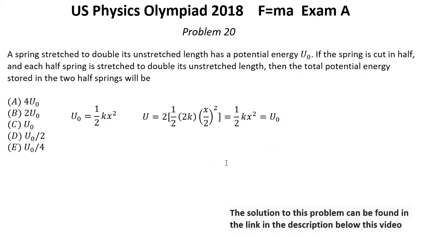On the other hand, we stretch two halves, and it doesn't matter if we cut this spring or not cut, because if we connect them together, we will stretch them as in the initial experiment. So it must be the same potential energy. That's answer C, and this is the correct answer for problem number 20.